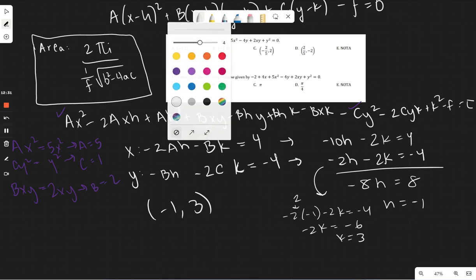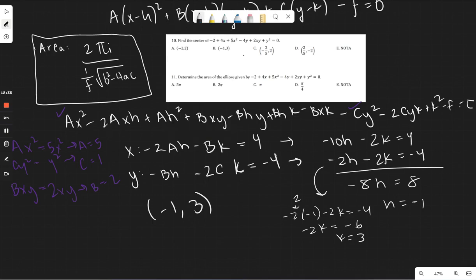And just for satisfaction, I can circle that on the little thing there, and just wish that I'd gotten that on the actual test, but I didn't because I didn't know how to do this. But now you do. Okay, so now we need to determine the area of the ellipse, right?